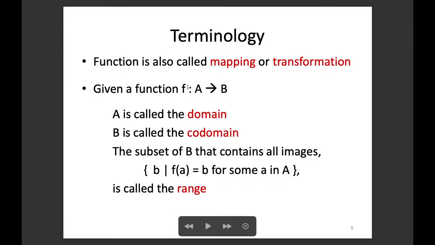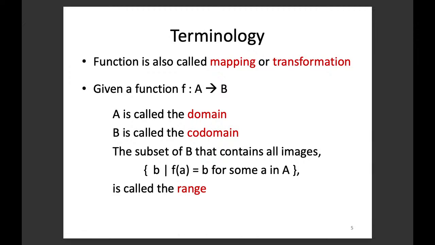So given a particular function f that maps items from A to items of B, the set A is called the domain. So domain means the home. Okay, so A is the domain, and then B is called the codomain. And then among all the items in the codomain, we can isolate those items that really have something that is mapped into. The corresponding subset of B will be called the range.